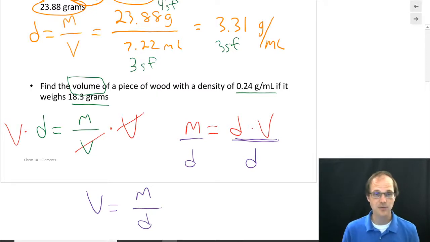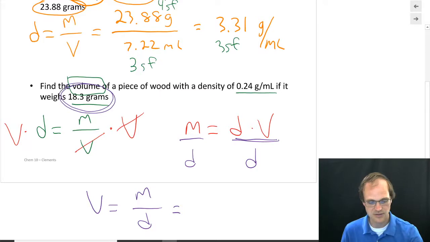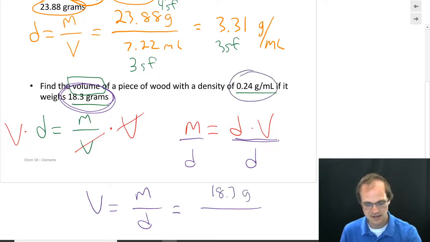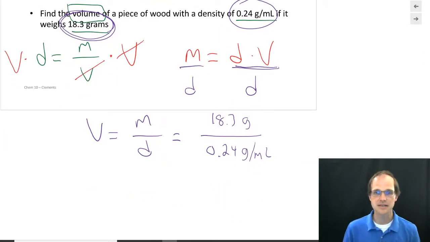Now that we have that equation, we can plug in the numbers from the problem. What's our mass? Our mass is in units of grams. And so we have 18.3 grams. And our density, 0.24 grams per milliliter. Notice that as I'm writing out these things, I'm writing out units on every single step. I'm not just writing 18.3 divided by 0.24. I'm writing out units in every single step. I expect you to be doing that whenever you submit work to me.